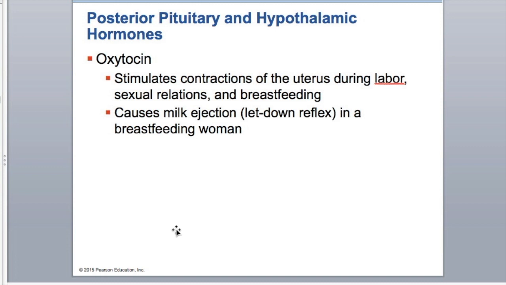They stimulate the contractions during labor. They also stimulate contractions during sexual relations and breastfeeding. All right, oxytocin also causes milk ejection, which is the letdown reflex in breastfeeding women. A newborn baby cries and a woman's milk lets down in preparation for breastfeeding.